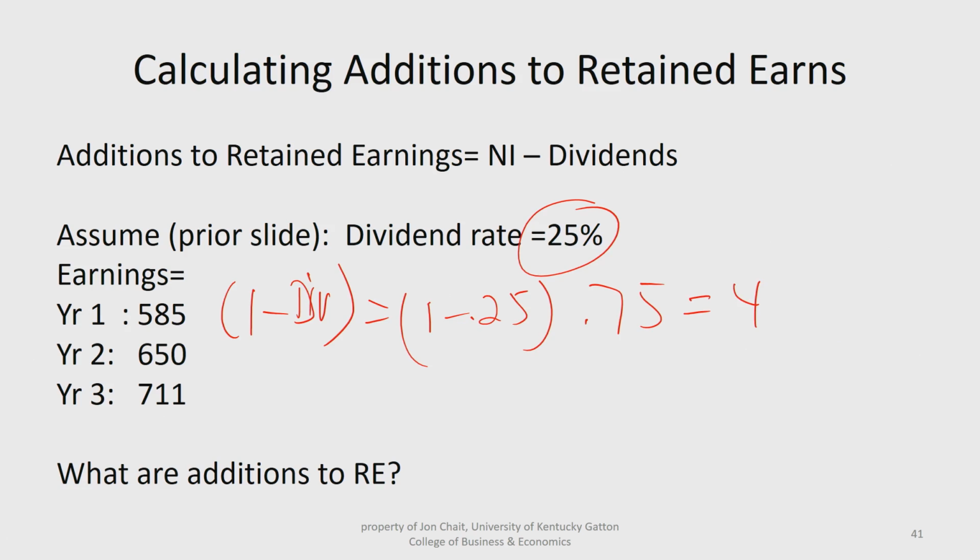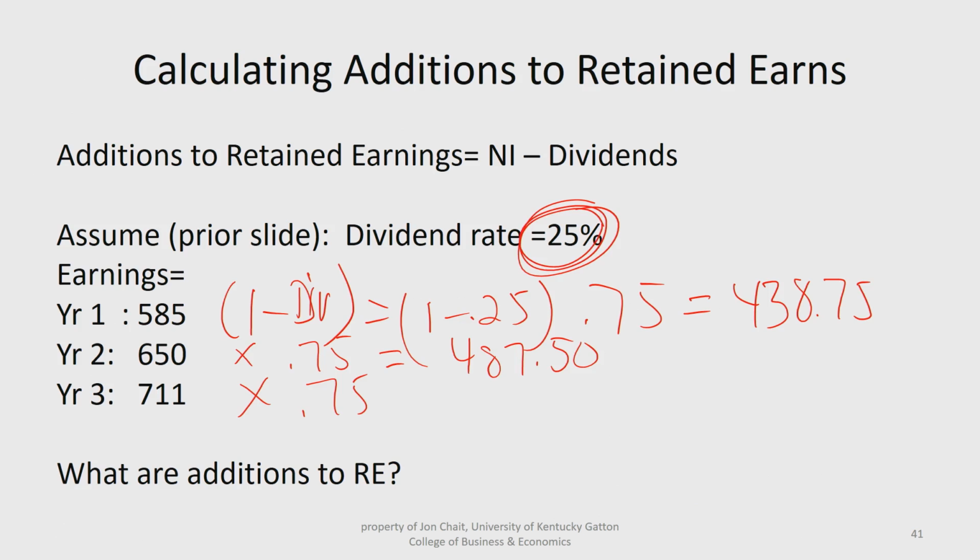which is going to equal 438.75. And basically the same here, it's 650 times 0.75, which is going to equal 487.50. And 711 times 0.75, and that's always because we said the retention rate is 0.75. So 711 times 0.75 gives me 533.25. So these are the additions to retained earnings.